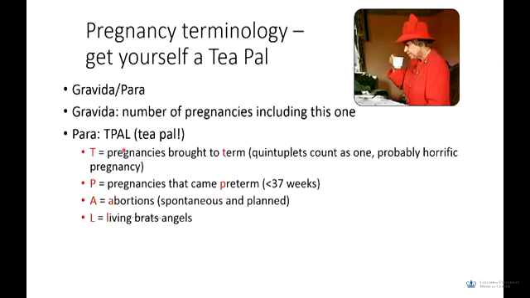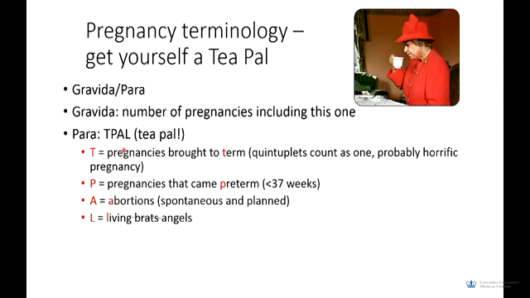Okay, pregnancy terminology. I want you to remember to get yourself a T-PAL like this classy lady. So, gravida para. Gravida is the total number of pregnancies, including the one that you have right now. And para is your T-PAL. So T is pregnancies brought to term. Even if you give birth to quintuplets, God help you, that's just one, because it's one birth.